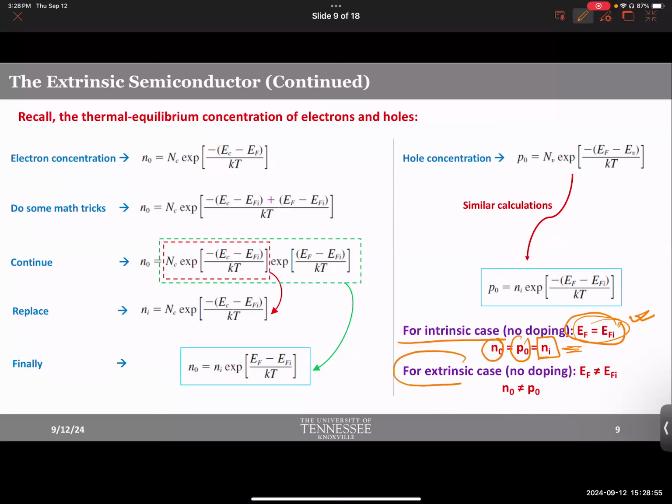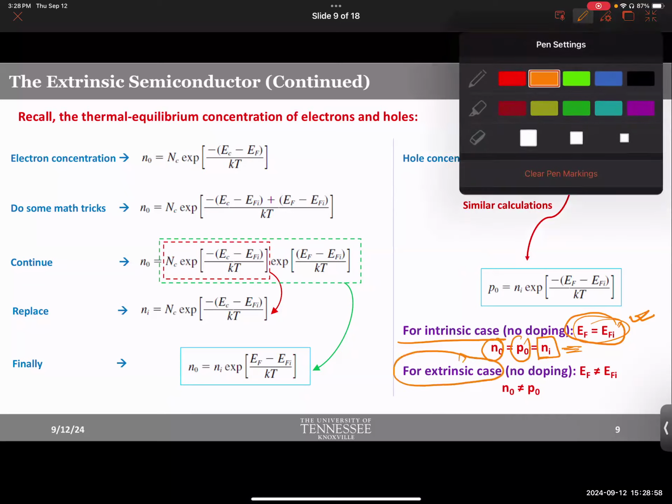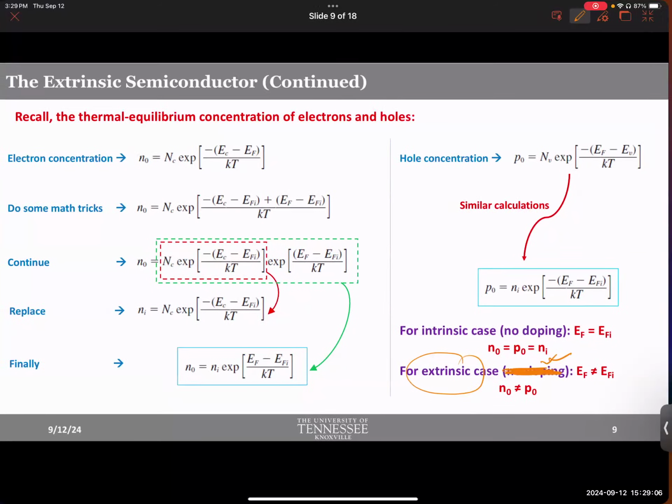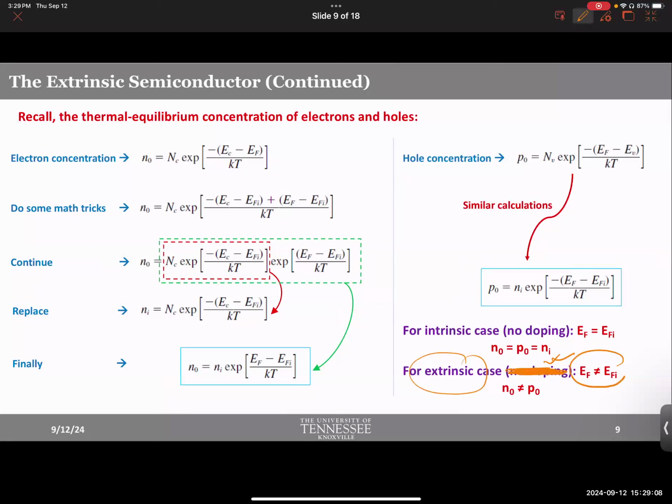For the extrinsic case, and remember, there is a typo here. I'm just going to point it out. I forgot to delete this part. So obviously, for the extrinsic case, there is doping. Otherwise, why is it extrinsic, right? So for the extrinsic case, the Fermi levels are not the same. So the number of electrons and number of holes will not be the same.